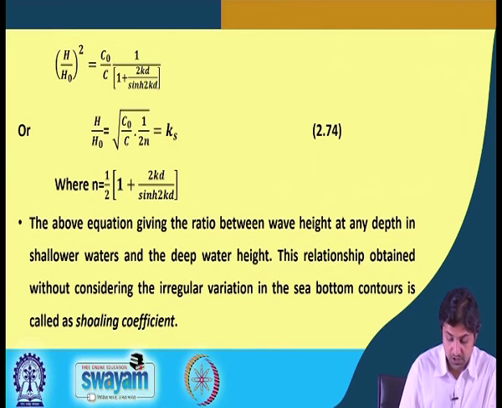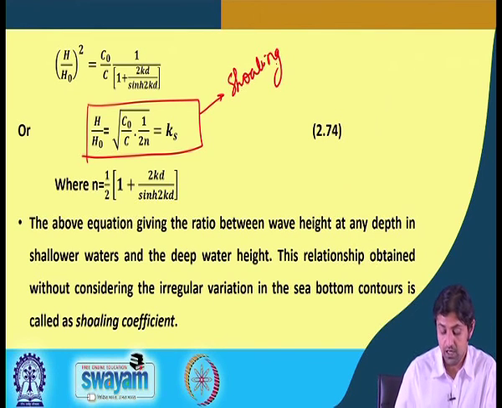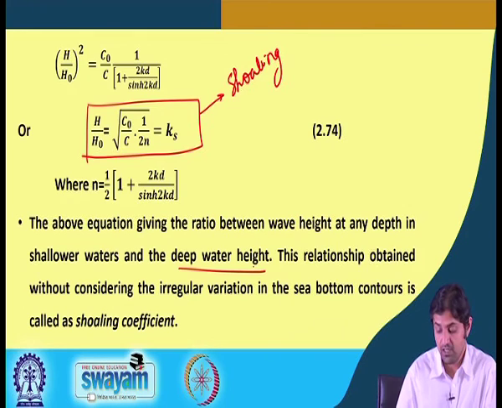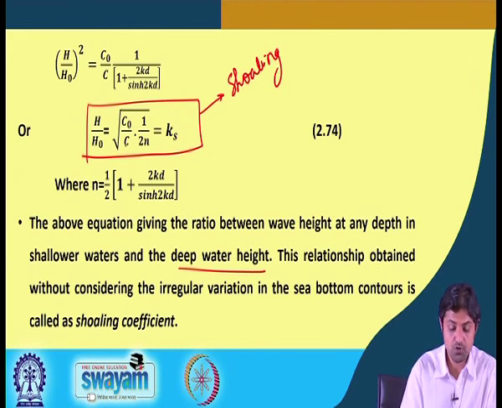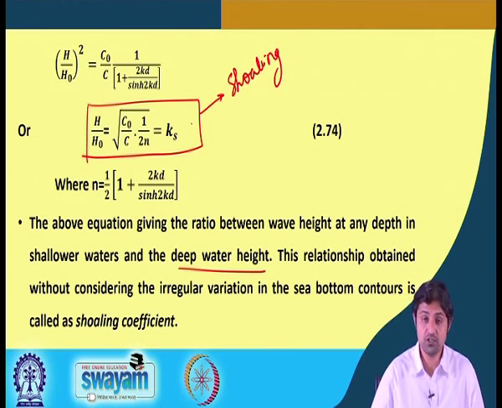So, the above equation is very important again. This represents a phenomenon which is called shoaling, and this gives the ratio between wave height at any depth in the shallower waters compared to the deep water wave height. This relationship is obtained without considering the irregular variation in the sea bottom, and this ratio under root of C naught by C into 1 by 2n is called the shoaling coefficient, or Ks.